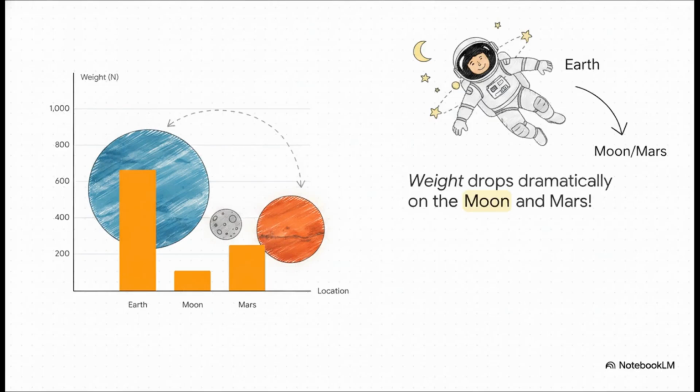Once we calculate 68 times 9.81 for Earth, we get 667 newtons. For the Moon, 68 times 1.62 gives us just 110 newtons. And for Mars, 68 times 3.71 equals 252 newtons. All calculated perfectly to 3 significant figures. When you map these out, you can visually see just how wildly the astronaut's weight drops when they travel from Earth out to the Moon and Mars. The force pulling them down is fundamentally different in every single environment.